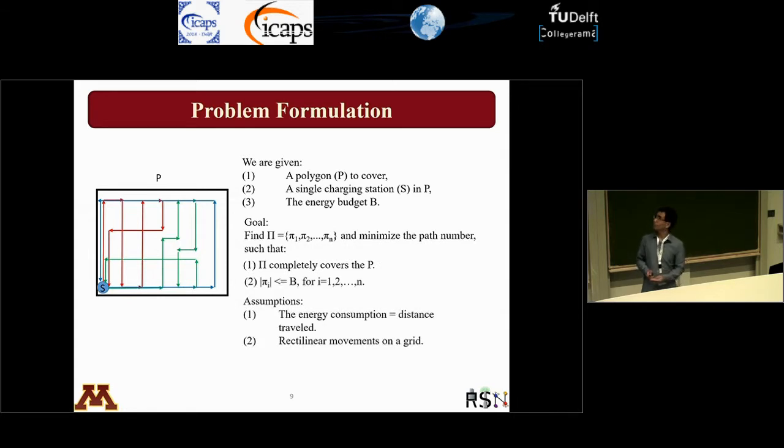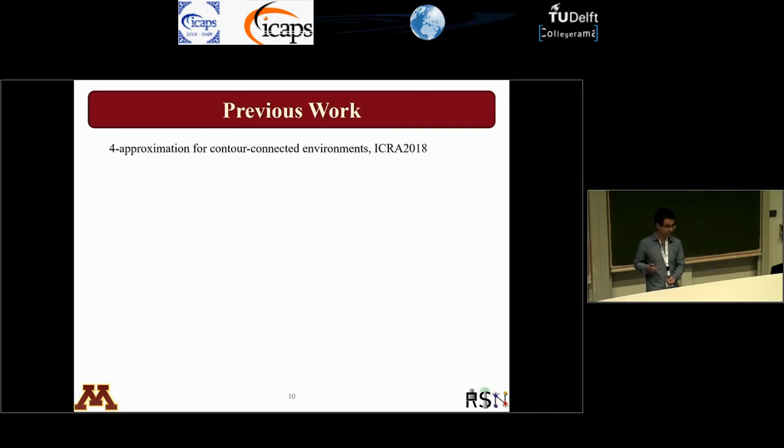In this problem, we assume that the energy consumption is modeled by the distance traveled by the robot, which means after a full recharge, the robot can move at most b units of distance. Then it has to be recharged. We also assume that the robot moves rectilinearly on a grid. In our previous work, we presented a full approximation algorithm for contour connect environments.